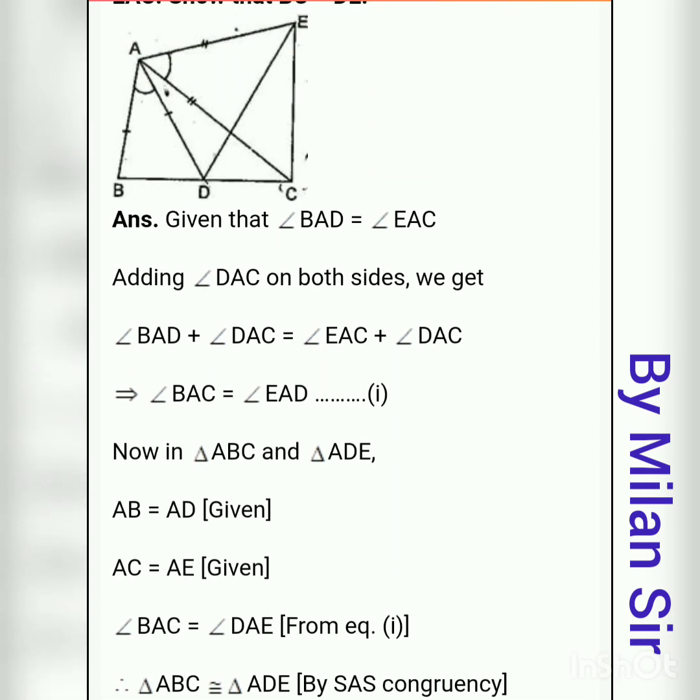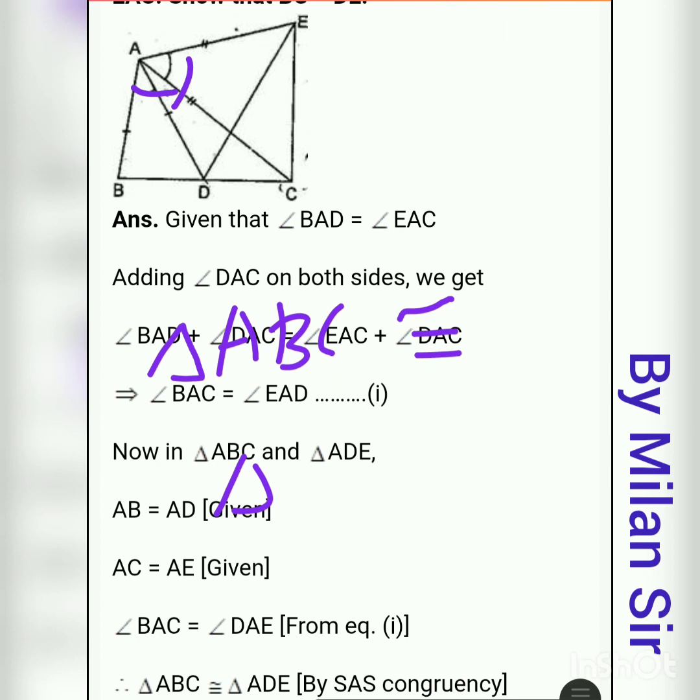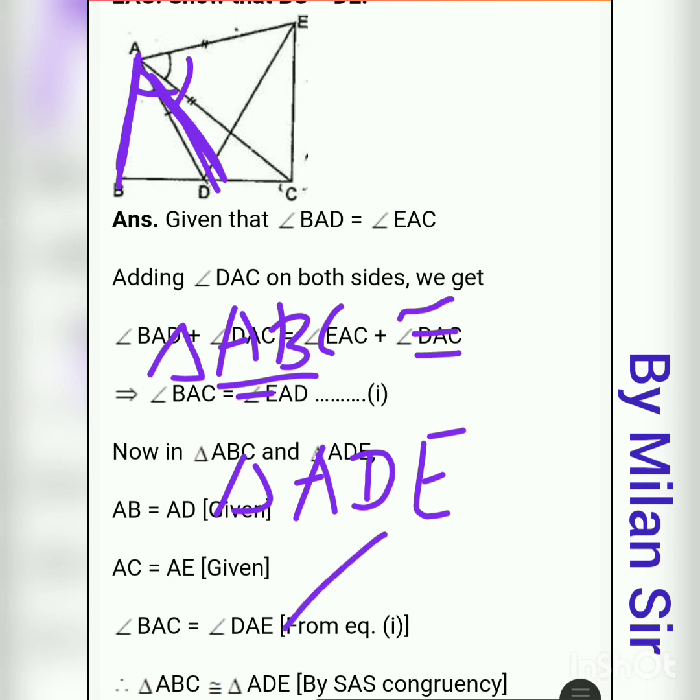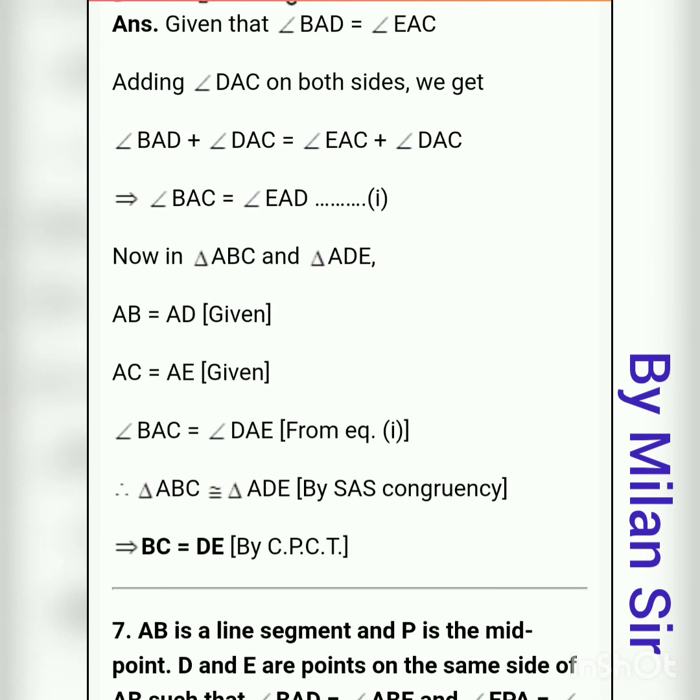First of all, just write triangle ABC is congruent to triangle. Now we know that angle A is equal to angle A, so in the first position we write A. Now AB is equal to AD, so in the second position we write D, and the third thing, E, we write in the last position. So we get ABC congruent to ADE. So triangle ABC is congruent to triangle ADE by SAS congruency.